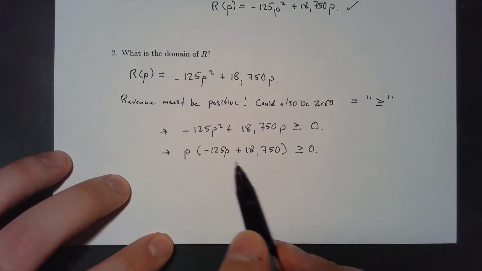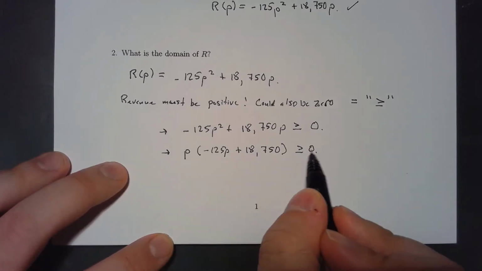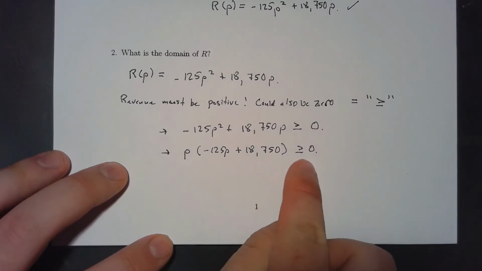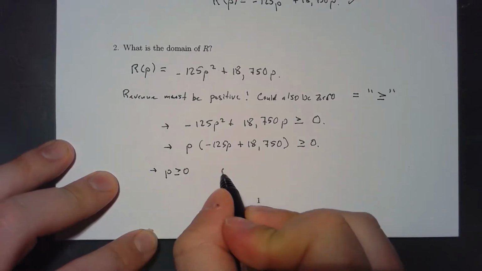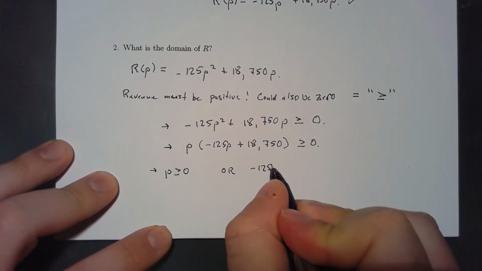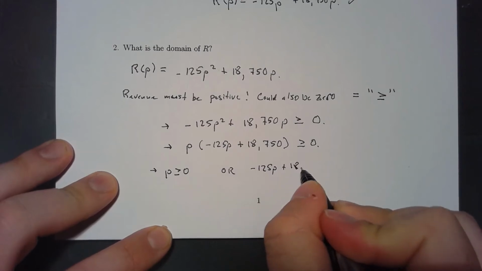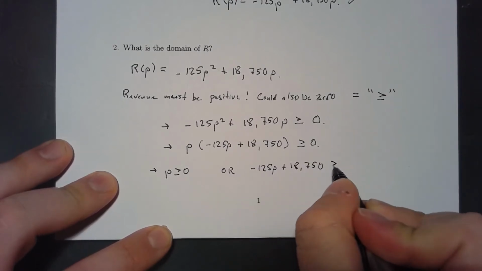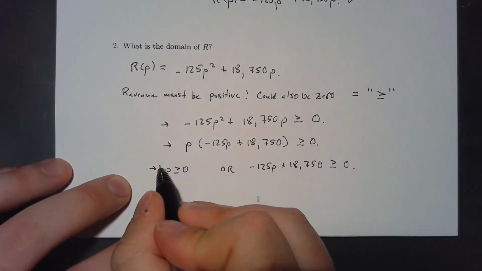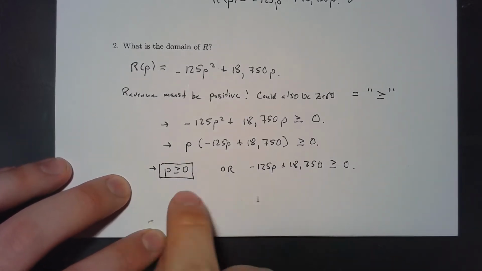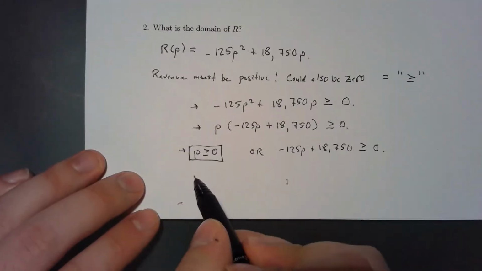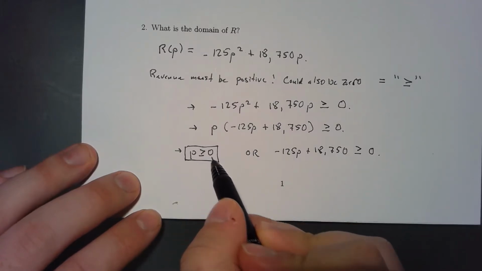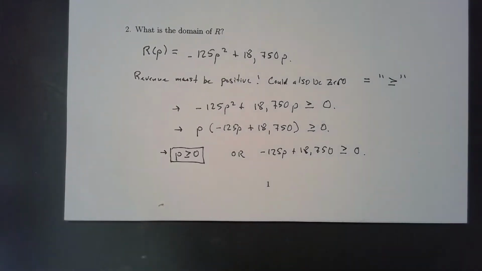So now that this is factored, you're going to set each factor greater than or equal to 0, just like you would if it were a quadratic equation. It's the same thing. So that means P is greater than or equal to 0, or negative 125P plus 18,750 is greater than or equal to 0. This first inequality is already solved for P. P stands for price, because this is a function of price. So this means the price should be at least 0. Obviously that's true. Something could be free or it has to be charged something.